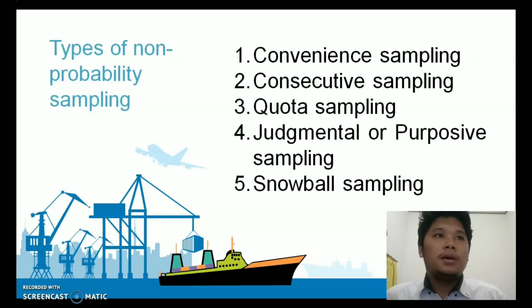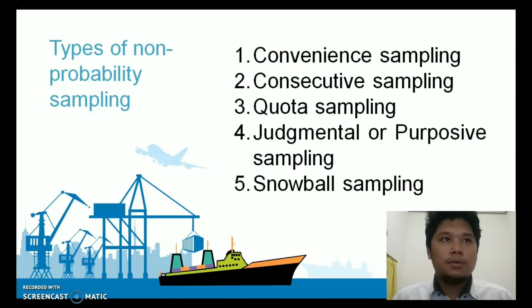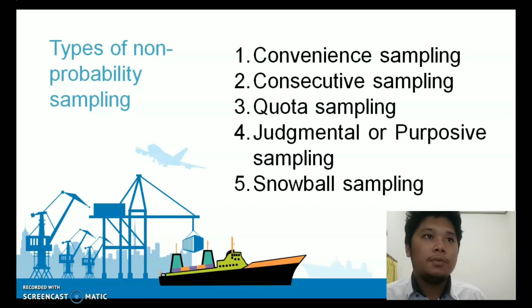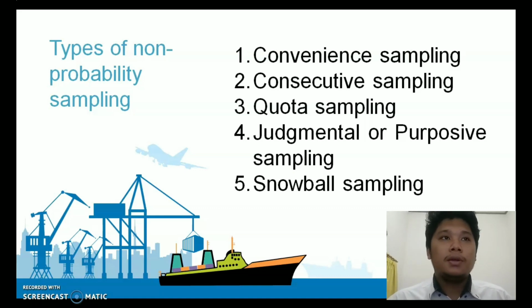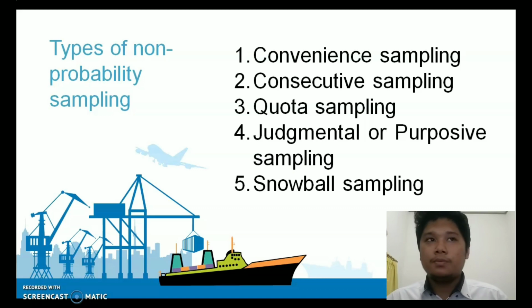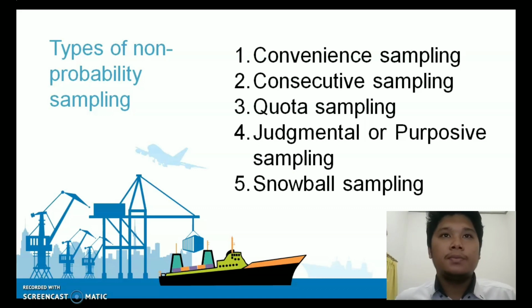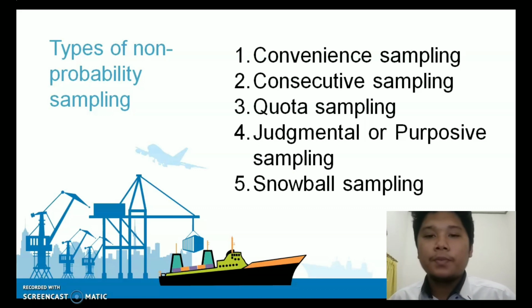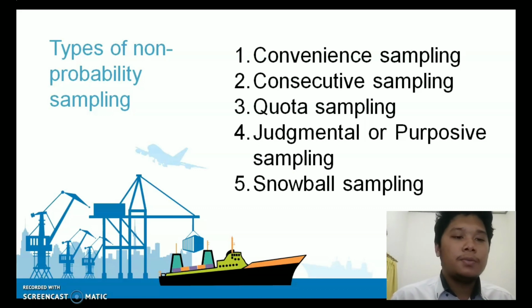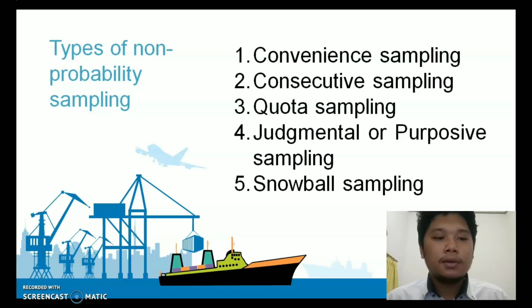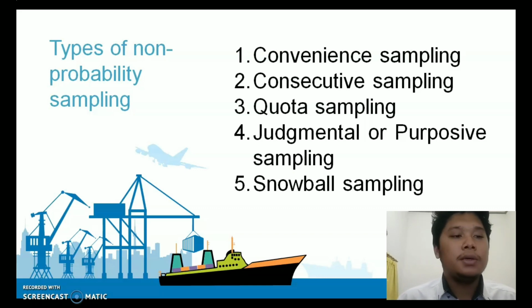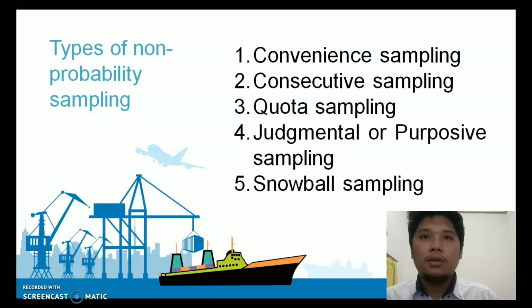Next, the next slide explains the types of non-probability sampling. Here are some of the non-probability sampling types. So the first type is convenience sampling. Convenience sampling is a non-probability sampling method where samples are selected from the population only because they are conveniently available to the researcher.